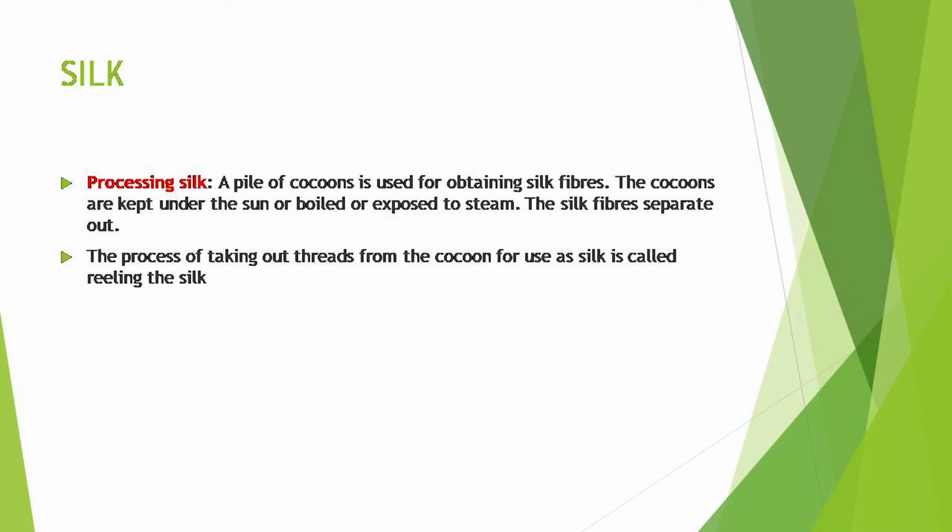The last one is processing silk. A pile of cocoons is used for obtaining silk fibers. The cocoons are kept under the sun or boiled or exposed to steam. The silk fibers separate out. The process of taking out threads from the cocoon for use as silk is called reeling the silk.